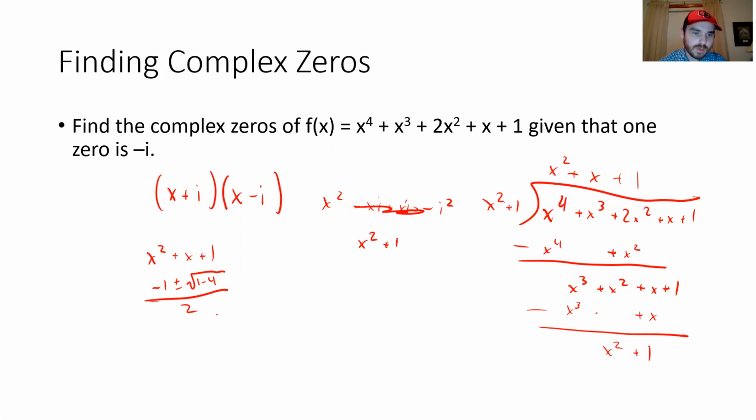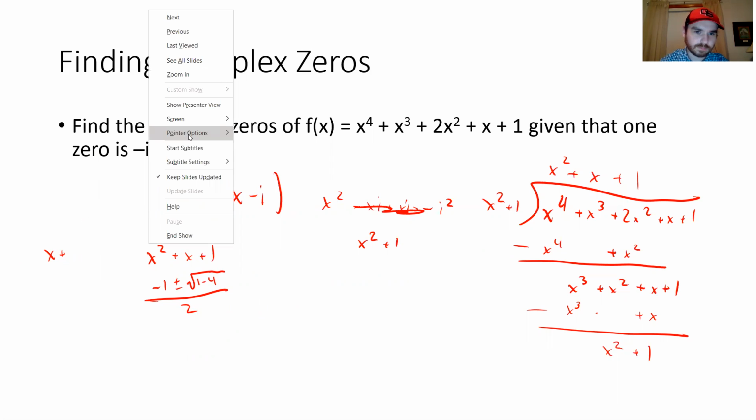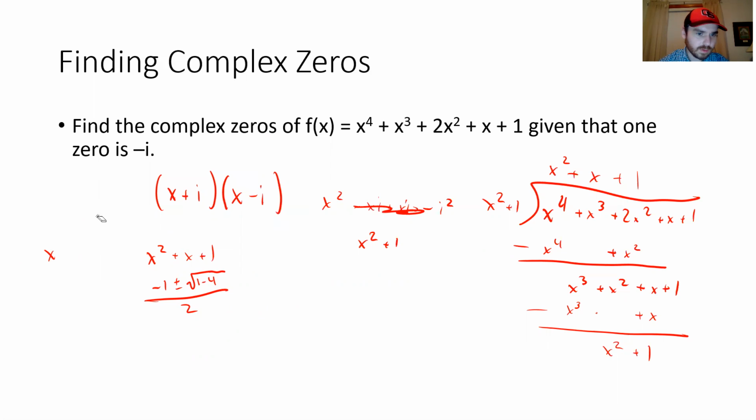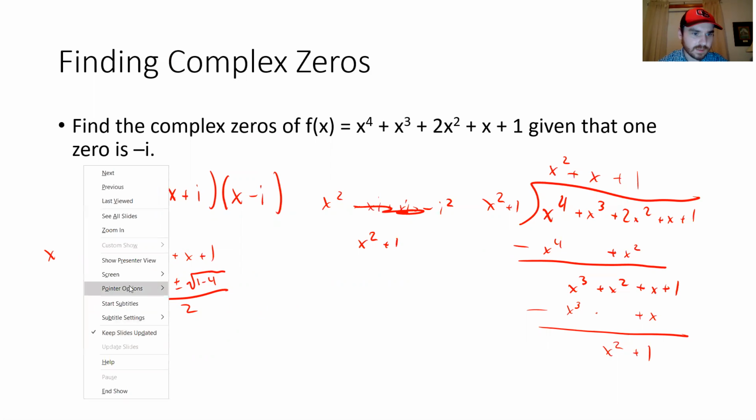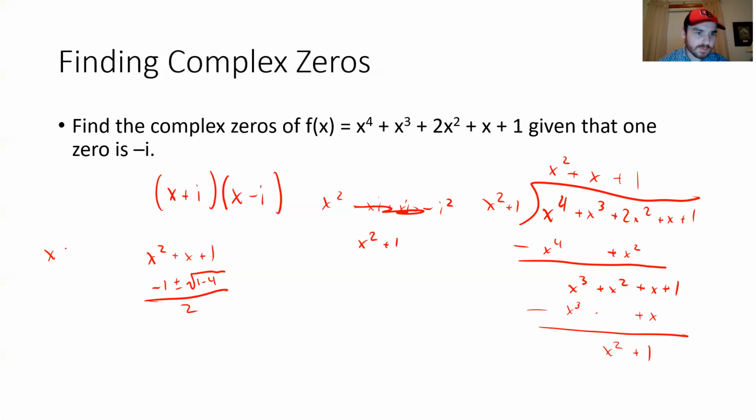Over 2. Okay, so that's square root of 3. So we'd have x plus, oh, hold on. Sorry, this is taking longer than it should. So this one, we're going to simplify down. This is going to be our other zeros, or the plus or minus here. So x minus 1 plus square root 3 over 2.